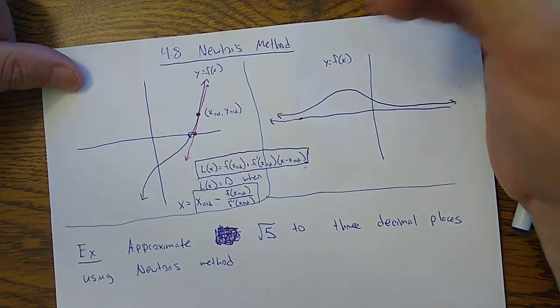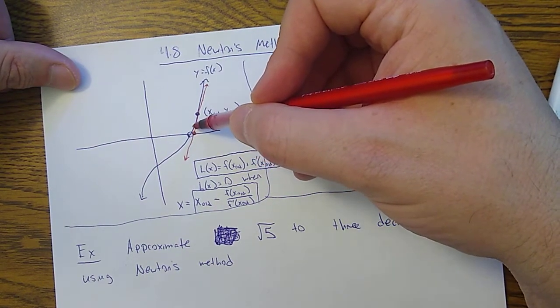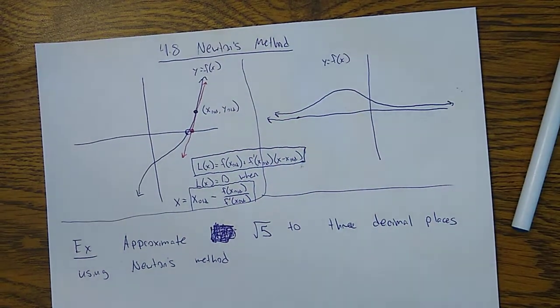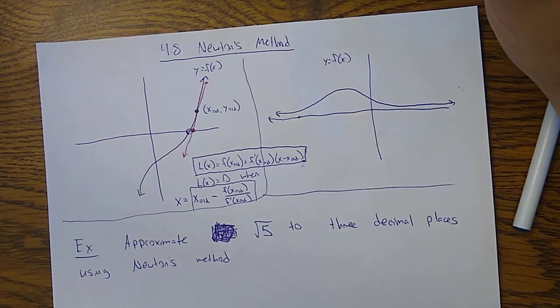And the nice thing is you can do this again. Now that we have this point, you can do it again and get an even better approximation. And the idea is that you keep repeating this and you get closer and closer to the point that you actually want.